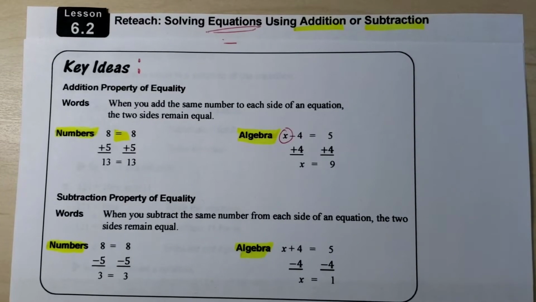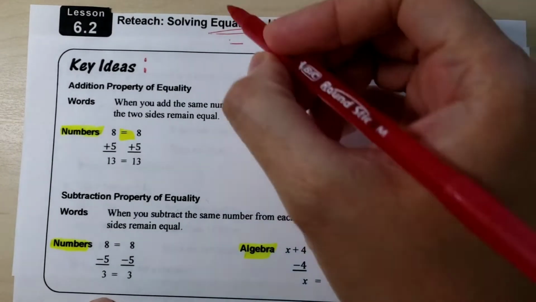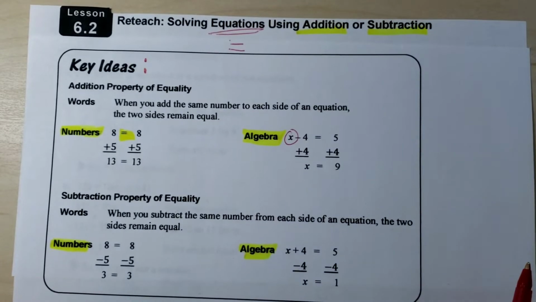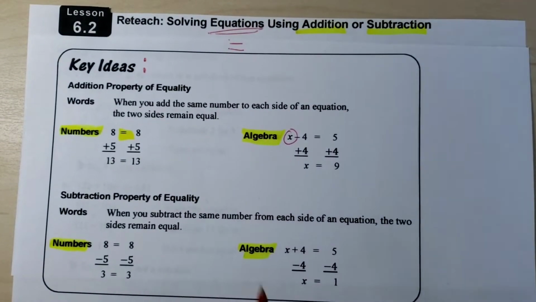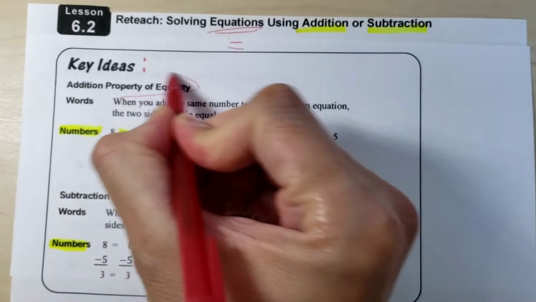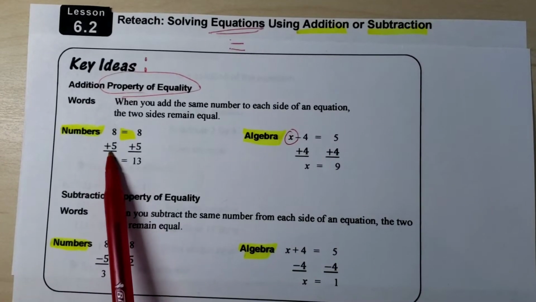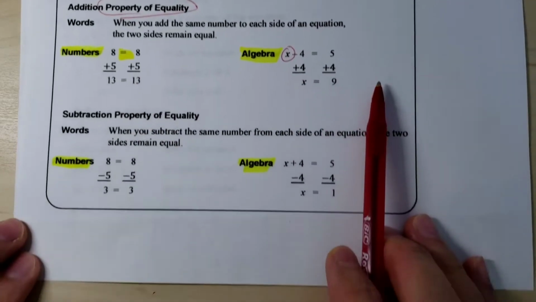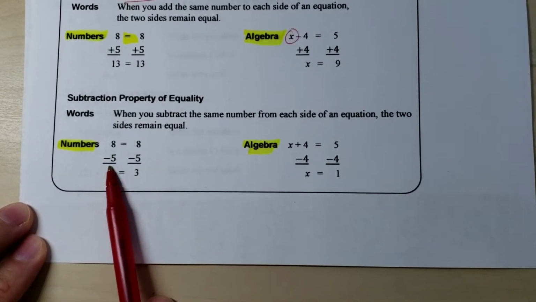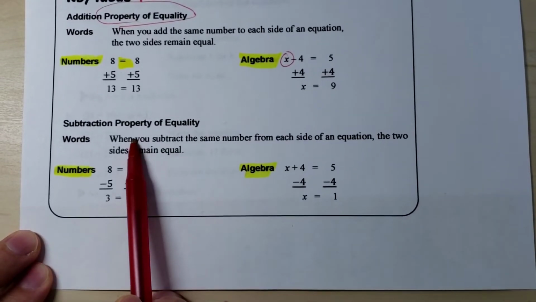So hello students, let's review solving equations using addition and subtraction. When you say equation, that means two things are equal. The key idea when solving equations is the property of equality. That means whatever you do on one side, you do on the other. If you add 5 on one side, you need to add 5 on the other. If you subtract 5 on one side, you need to subtract 5 on the other side. That is what we call the property of equality.